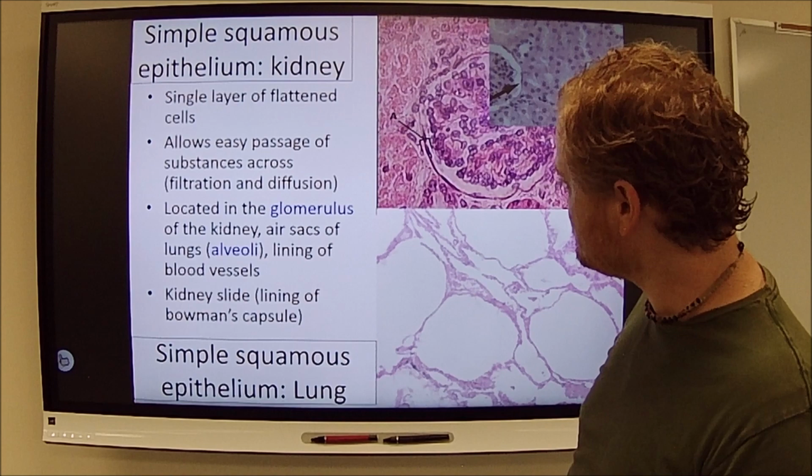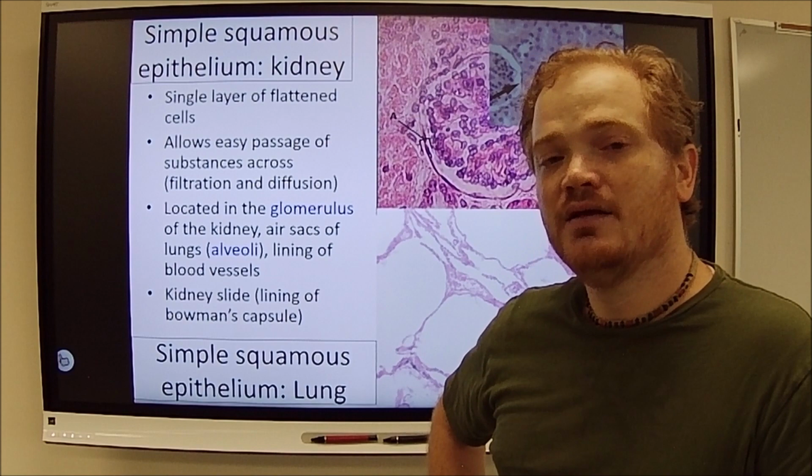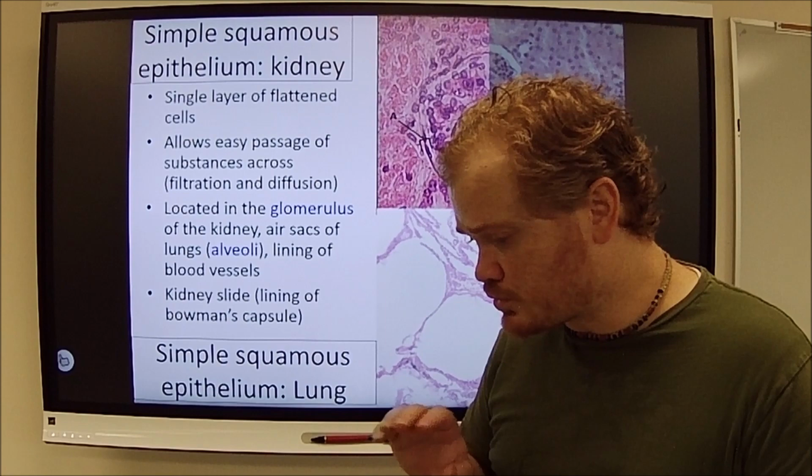All right, first, simple squamous epithelium of the kidney. Now, the kidney is where I want you looking for this. And if you check your Canvas, you will find that I have uploaded a sheet that has all the details you really didn't know about these tissues. All pre-done, everything's there. It's an Excel file, you'll see it.